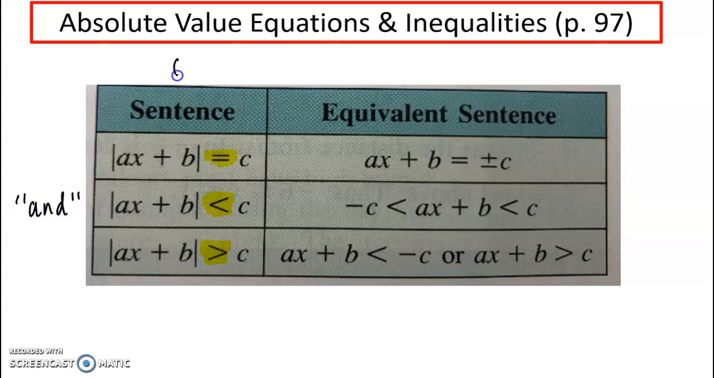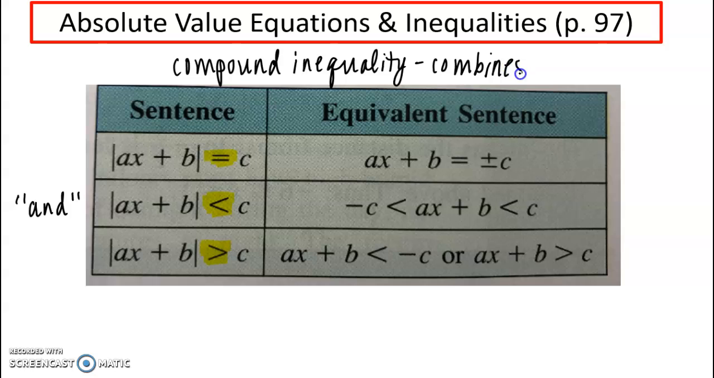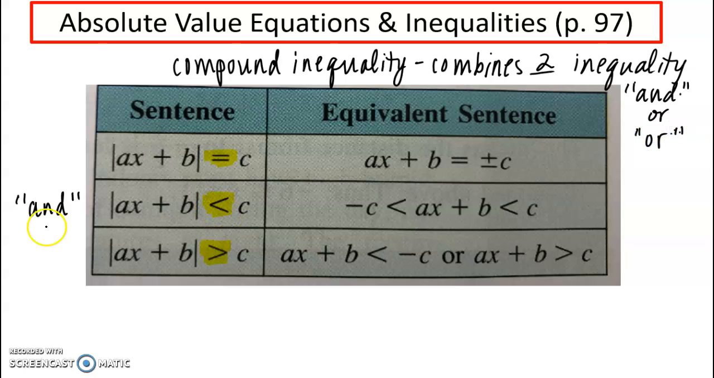Okay, so a compound inequality combines two inequalities, and it uses the words and or or. So a less than is always a compound inequality using the word and. A greater than is a compound inequality using the word or.